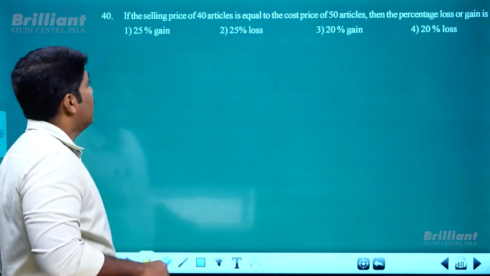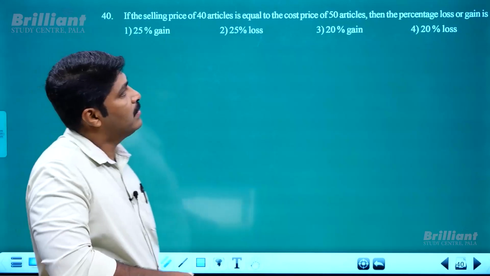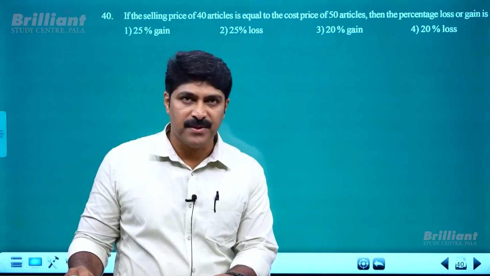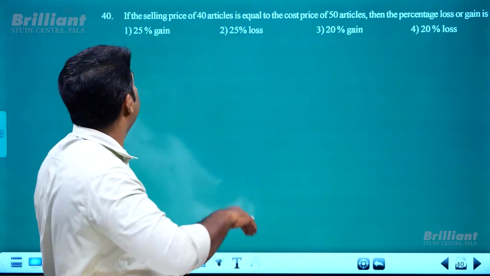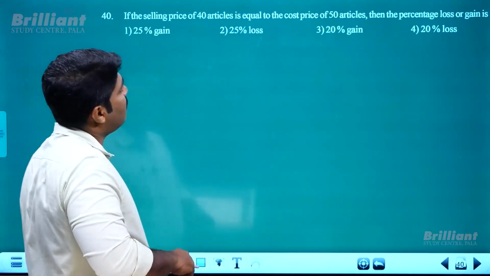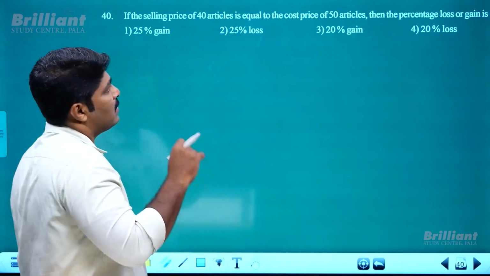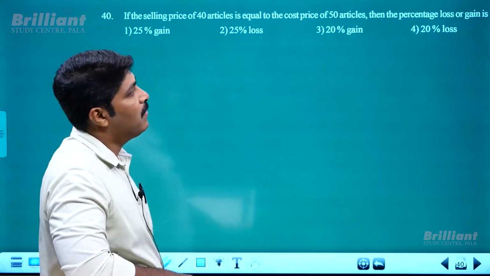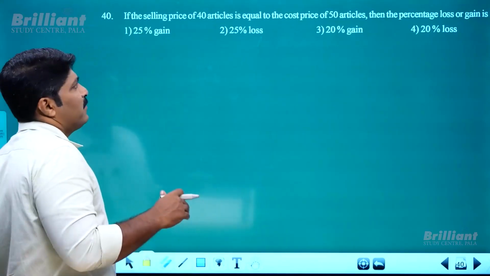So another question, it's from profit and loss. It is a ratio-wise approach to profit and loss. That's an easy type of question. It's not a complicated one. If the selling price of 40 articles is equal to the cost price of 50 articles, then find the percentage of loss or gain. So that's very simple.